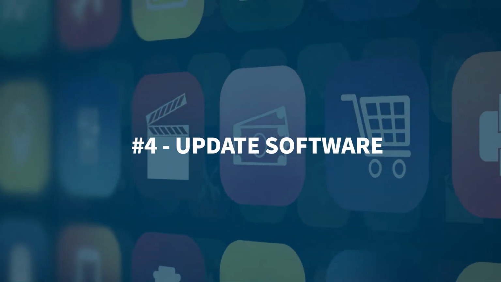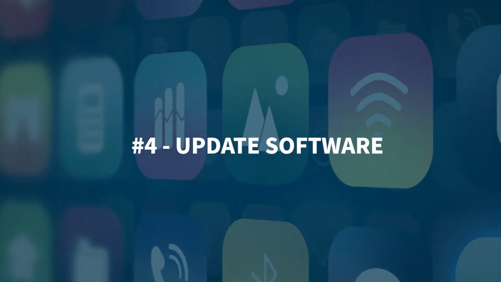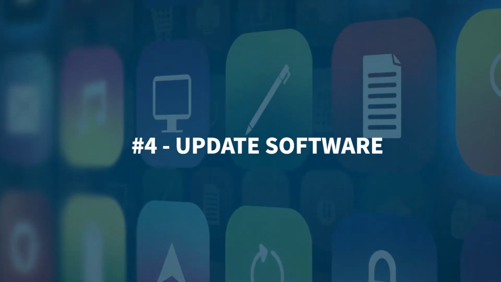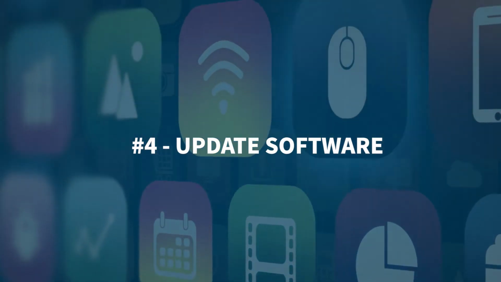The 4th action step is updating your software. If you see a software update notification, act promptly, or better yet, turn on automatic updates if you can. We want you to update your mobile phones, your laptops, your home routers, and any other digital equipment that runs an operating system or software.